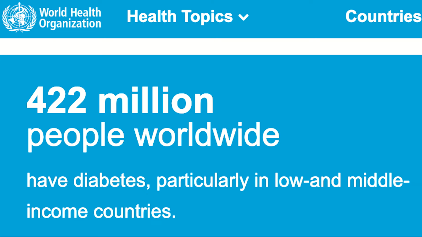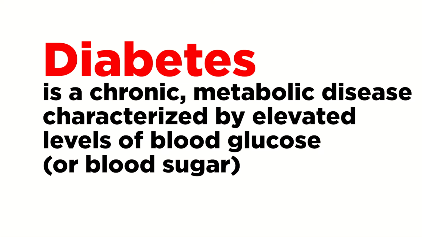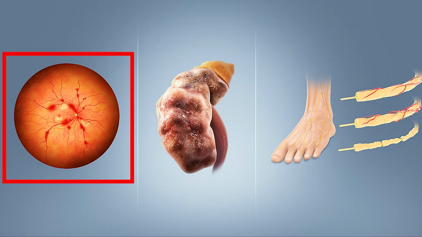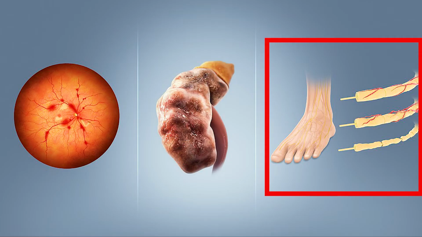422 million people worldwide have diabetes. Diabetes is a chronic metabolic disease characterized by elevated levels of blood glucose, or blood sugar. This disease is one of the major causes of blindness, kidney failure, heart attacks, stroke, and lower limb amputation.